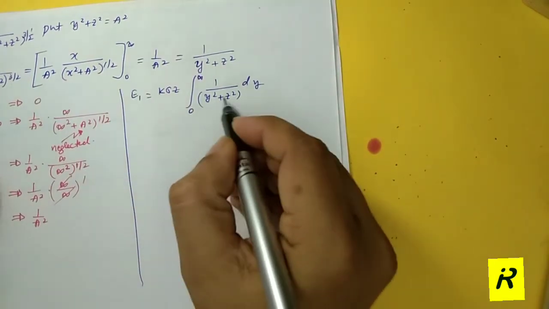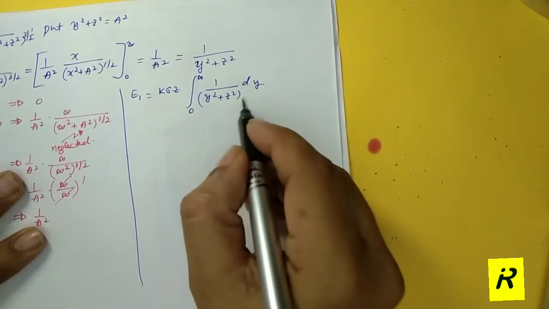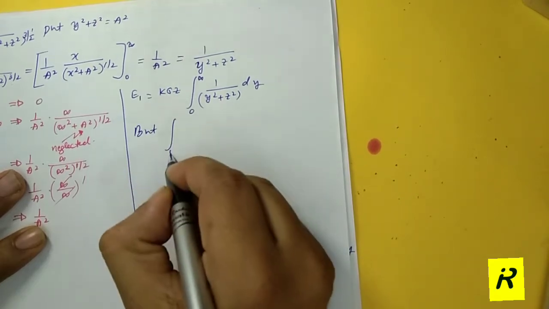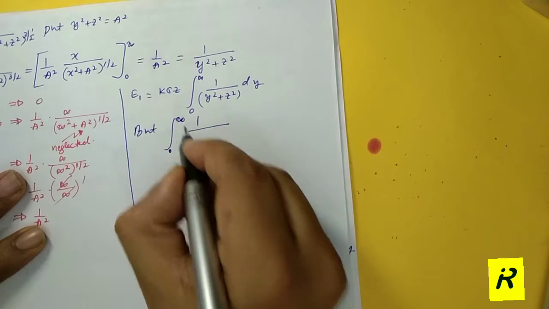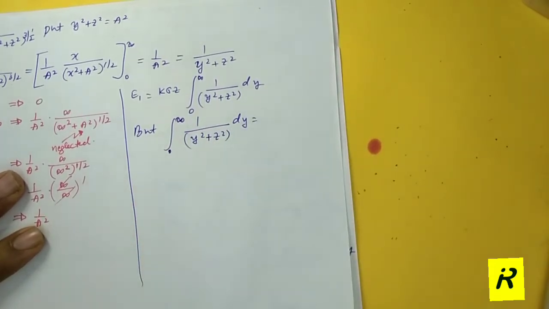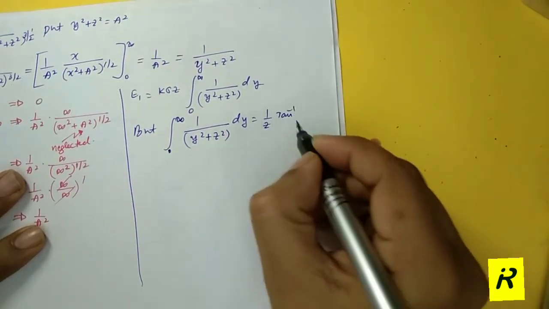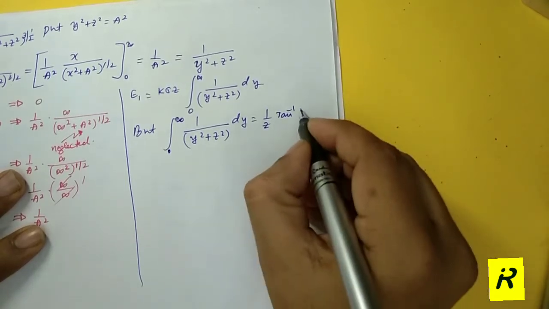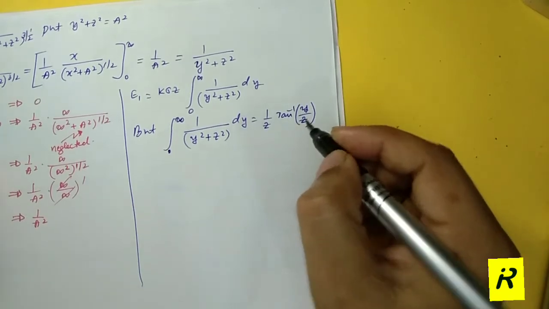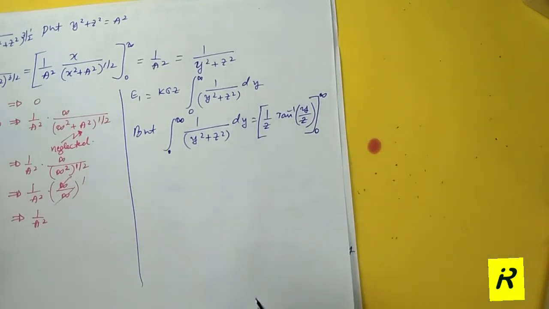Again we have something here, that is one more integration, only along the y axis. So for that you have to think one more time, that is the integration from 0 to infinity of 1 divided by y square plus z square into dy. This will result in 1 divided by z tan inverse of y divided by z, and the limits are from 0 to infinity.